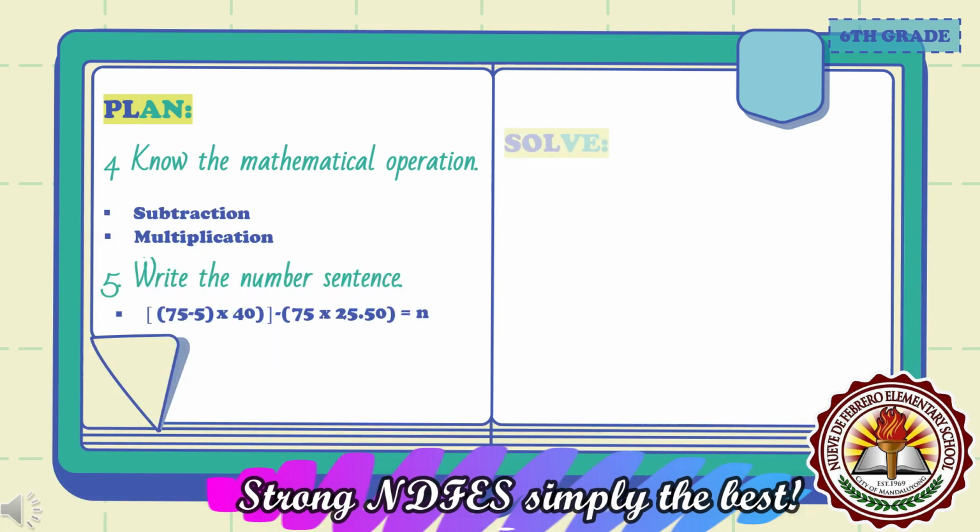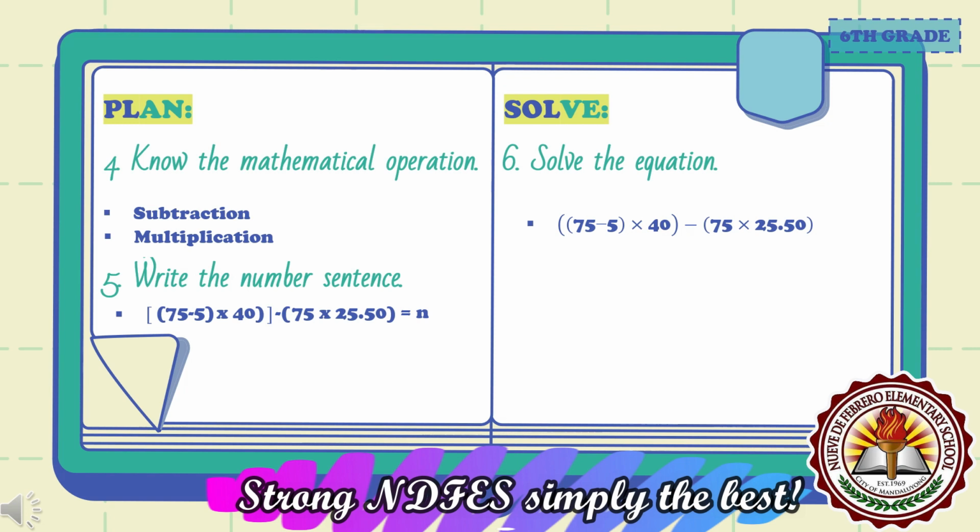Next step, solve. If you notice, the number sentence uses multiple operations. In here, we will apply the PEMDAS or BODMAS rule. PEMDAS means parentheses, exponent, multiplication, division, addition, and subtraction. BODMAS means bracket, order, division, multiplication, addition, and subtraction. Let us subtract first the total number of watermelons to the total number of watermelons rotten. Why? This is because the parenthesis is located at the beginning part of the equation.